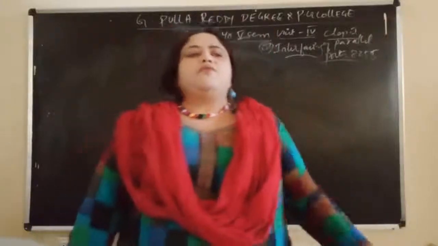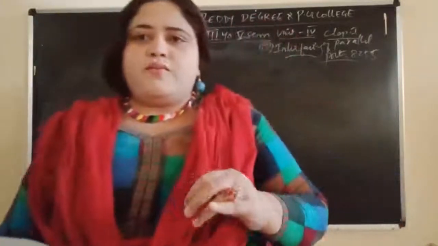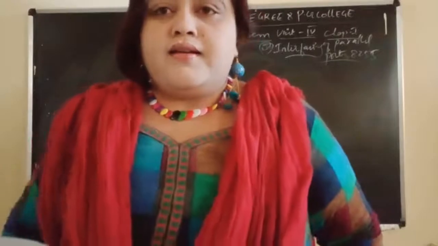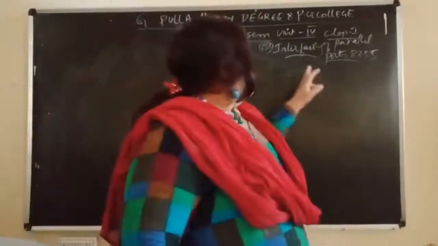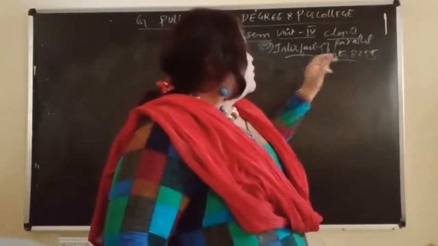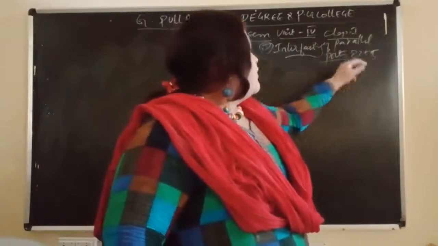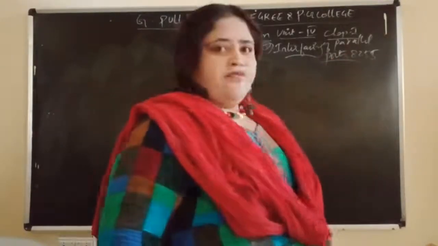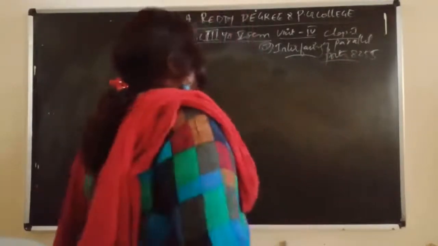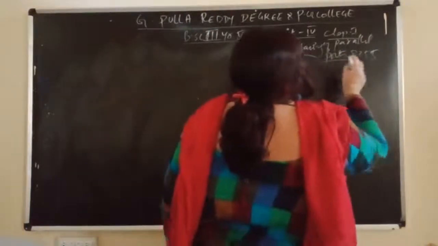Hello students, today we are going to start the second topic of your unit 4, that is nothing but interfacing of parallel ports. The IC number of this is 8255. Okay. Now, interfacing of parallel ports.